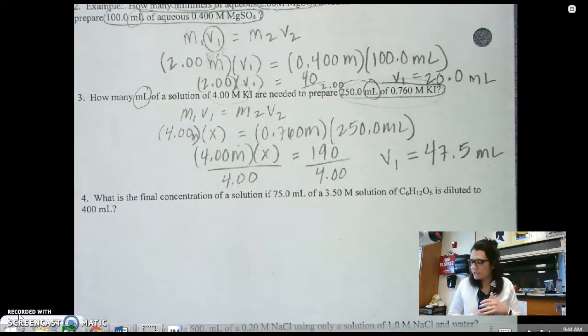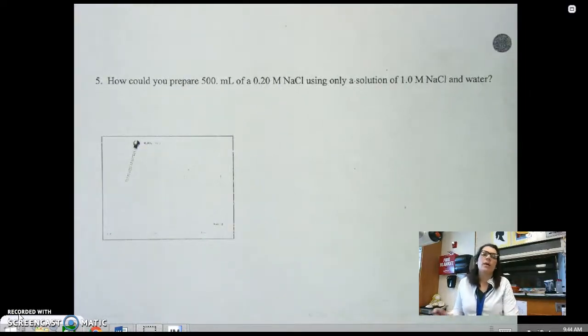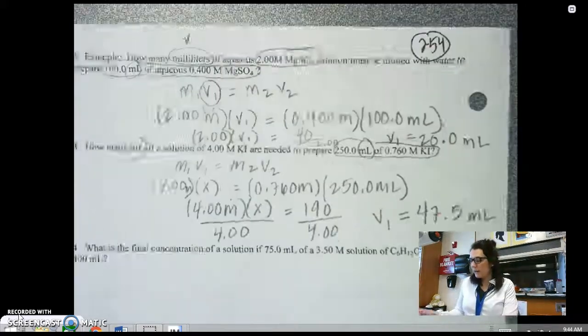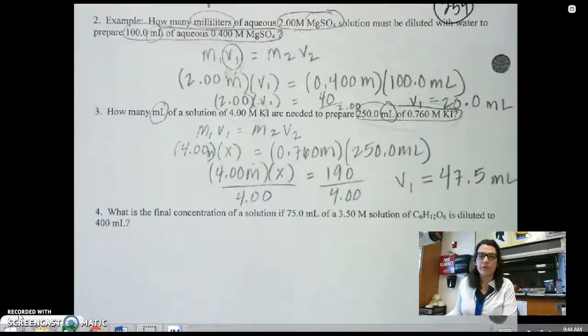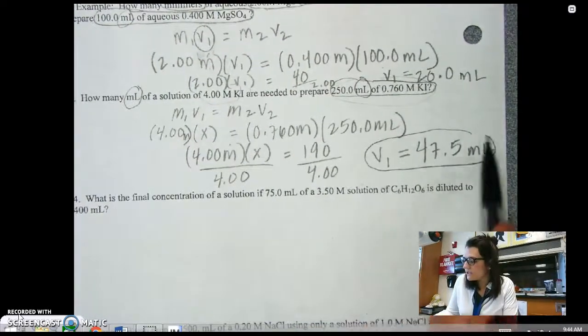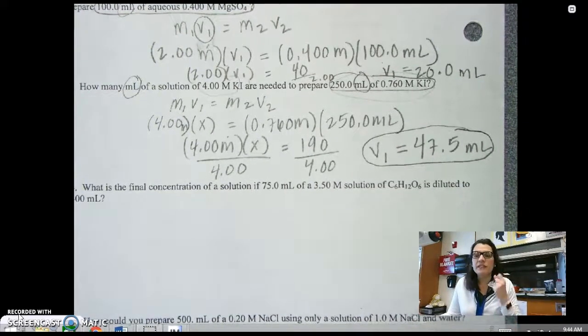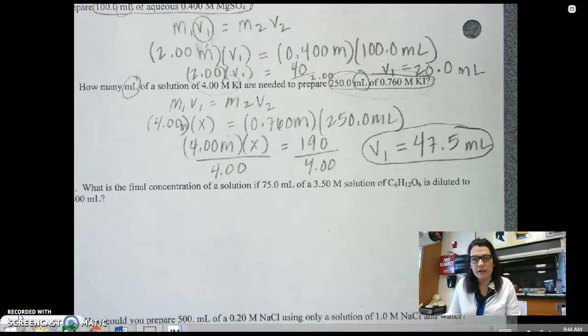Okay, let's do another one. Let's look at number 5. I'm going to skip 4. I want you to try 4 by yourself, but let's look at number 5. Because ultimately, we need to figure out how to actually do this process, okay? Because up here, if I look back up at number 3, this is how much of my solution that I need, okay? But if I need 250 milliliters of it, I'm ultimately adding water to get to 250.